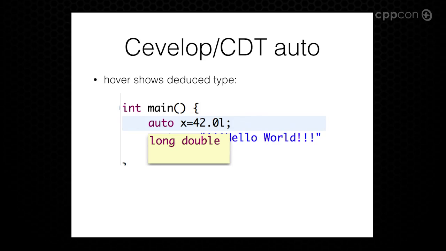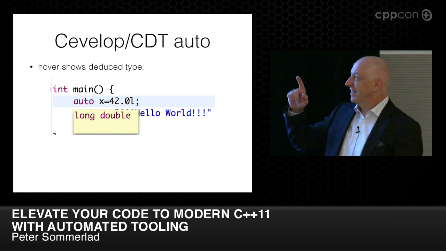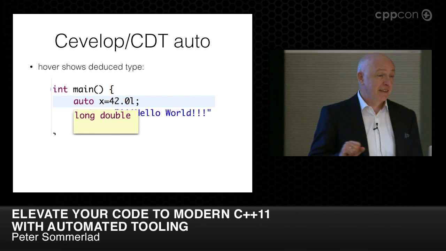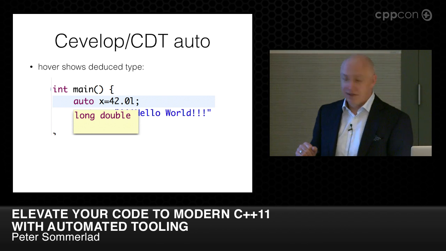Questions? Who has used auto? Okay. What the IDE provides, whenever you use auto to define a variable, is that it will show you what it means, what the compiler would deduce. I don't say it does what the compiler actually does, because it's not running the compiler in that case. It does its own parsing and tries to figure out what the type is.